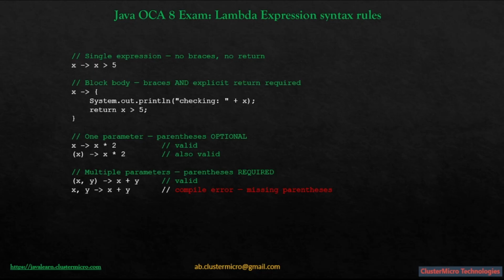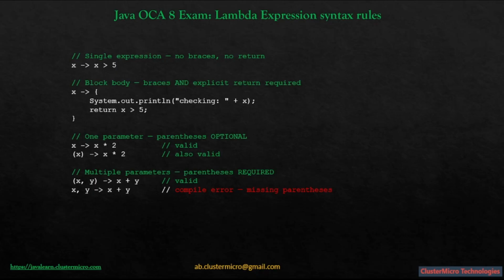Multiple parameters is when parentheses are required. Then you have within parentheses x comma y, then arrow x plus y, it's valid. But if you write x comma y arrow x plus y without parentheses, then it will be a compile error. With two or more parameters, parentheses are not optional, they are mandatory. The compiler needs the parentheses to know where the parameter list ends and the arrow begins. Without them, it cannot parse the expression and it will give a compiler error.